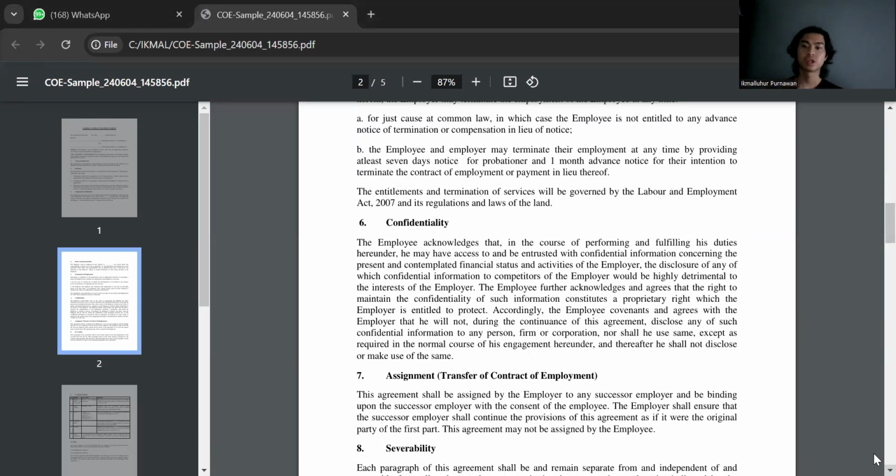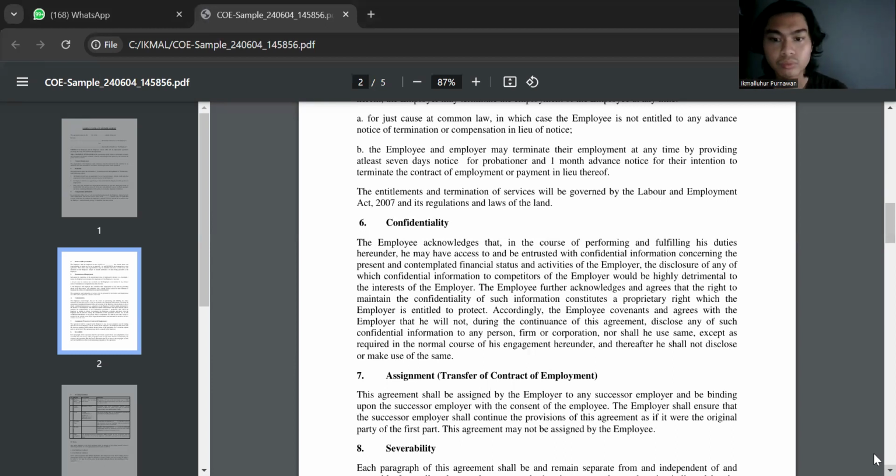And we're now talking about confidentiality. The employee acknowledges that in the course of performing and fulfilling his duties hereunder, he may have access to and be entrusted with confidential information concerning the present and contemplated financial status and activities of the employer.